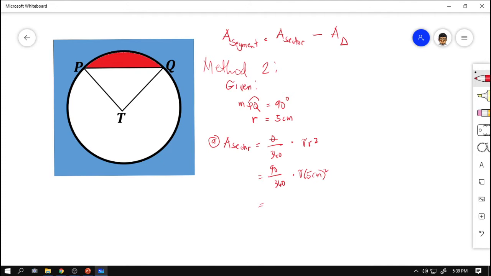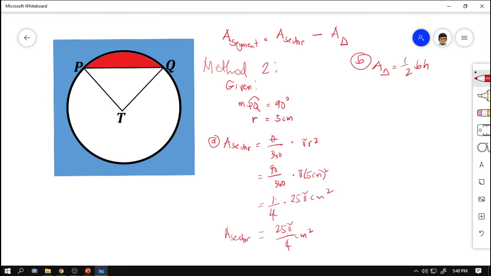So you will arrive with 90 over 360 is equivalent to 1/4. 1/4 of 5 times 5 is 25, 25 pi cm squared. So the area of the sector is equal to 25 pi over 4 cm squared. That is now the area of the sector. Now, for the second part, the area of the triangle. As for the area of the triangle, we have 1/2 base times height.